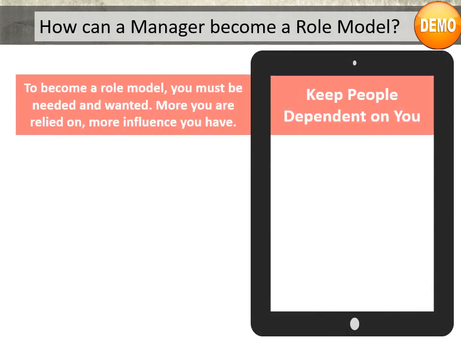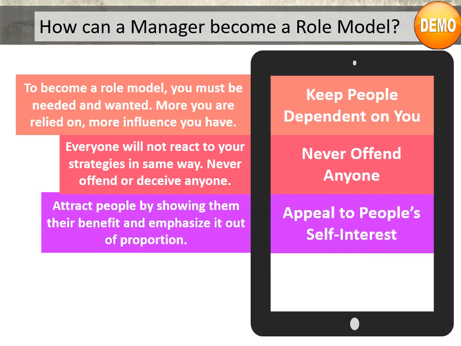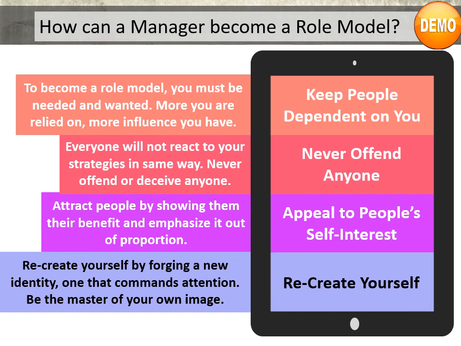Keep people dependent on you. To become a role model, you must be needed and wanted. The more you are relied on, the more influence you have. Never offend anyone. Everyone will not react to your strategies in the same way. Never offend or deceive anyone. Appeal to people's self-interest. Attract people by showing them their benefit and emphasize it out of proportion. Recreate yourself. Recreate yourself by forging a new identity, one that commands attention. Be the master of your own image.